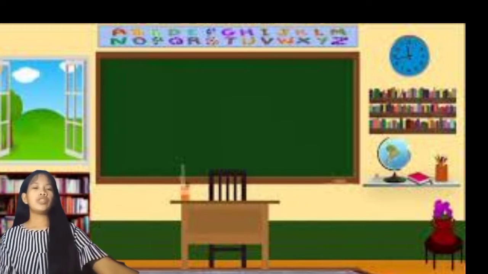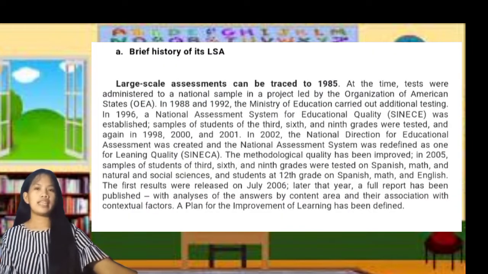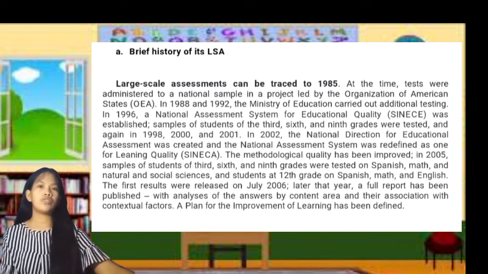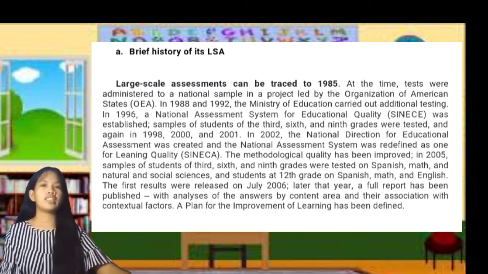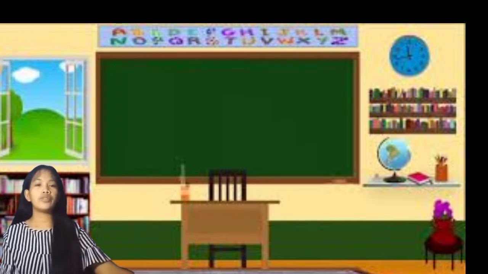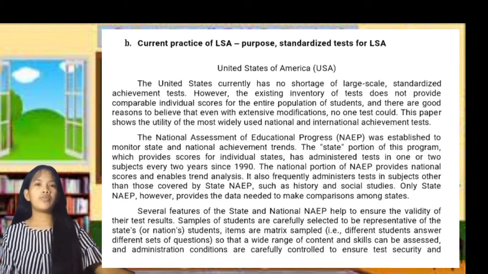So, let's proceed to the brief history of its LSA. As you can see on your screen, this is the brief history of its LSA. The large-scale assessment can be traced to 1985. At that time, tests were administered to a national sample in a project led by the Organization of American States, or the OAS. Let's move on to letter B, the current practice of LSA, purpose, and standardized test for large-scale assessment: United States of America.